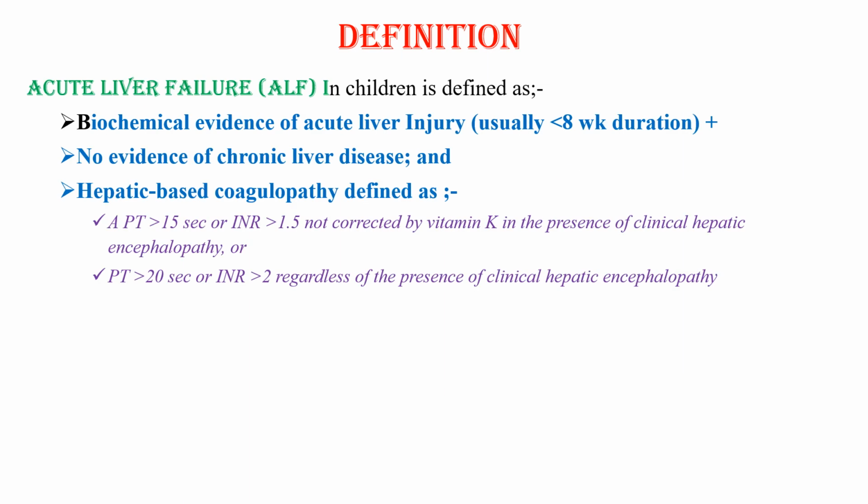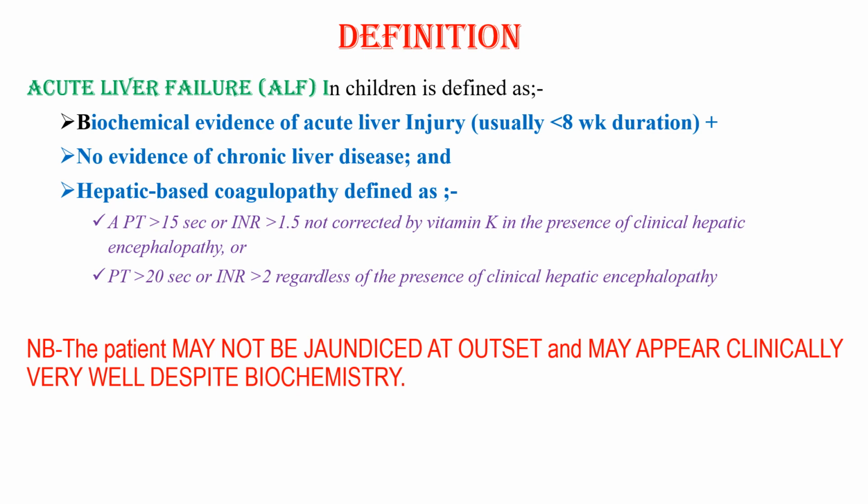To start with the definition, acute liver failure in children is defined as biochemical evidence of acute liver injury, mainly of less than 8 weeks duration, with no evidence of chronic liver disease, and hepatic-based coagulopathy defined as prothrombin time of more than 50 seconds or INR more than 1.5, which is not corrected by vitamin K in the presence of clinical hepatic encephalopathy, or PT greater than 20 seconds or INR greater than 2, regardless of the presence of clinical hepatic encephalopathy.